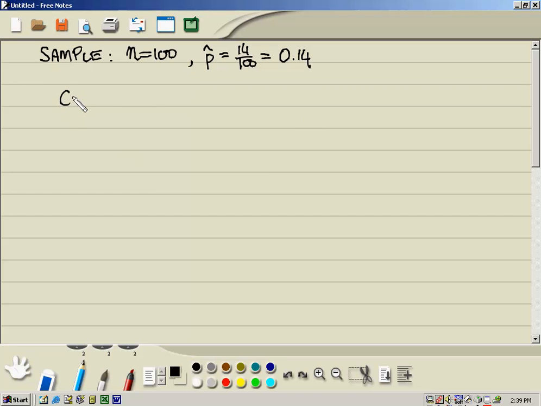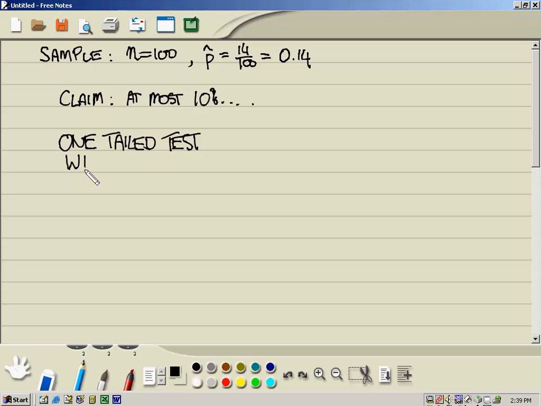And our claim, reworded, is that at most 10% required any repair. Alright, so this is a one-tailed test. It's not, is it exactly 10% or is it something other than 10%? So it's a one-tailed test. And the very next thing we're going to worry about is which tail.